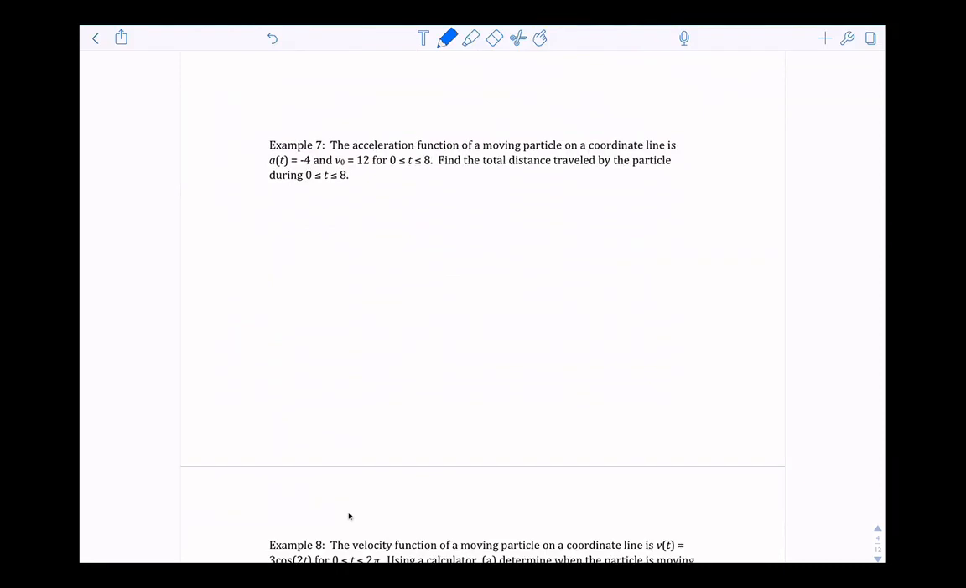At another example, example 7. I'm given a of t is equal to -4. I want to find the total distance traveled. So I find v of t, which is -4t plus c. I'm given my initial velocity is 12. So that means that at t is 0, v is 12, which means 12 is equal to -4 times 0 plus c, so c is 12. So v of t is equal to -4t plus 12.